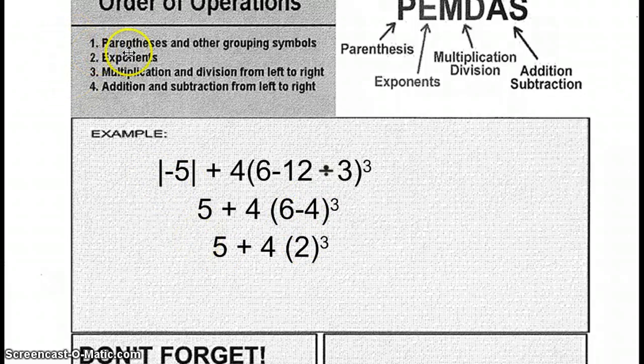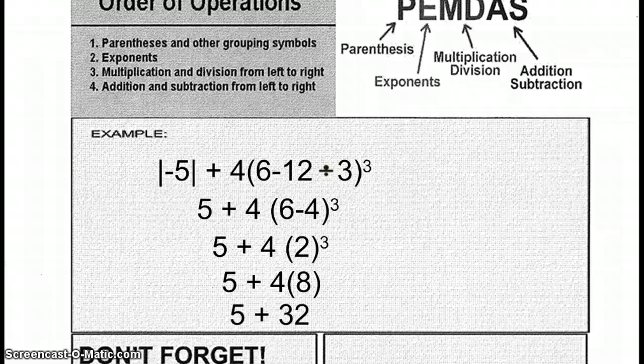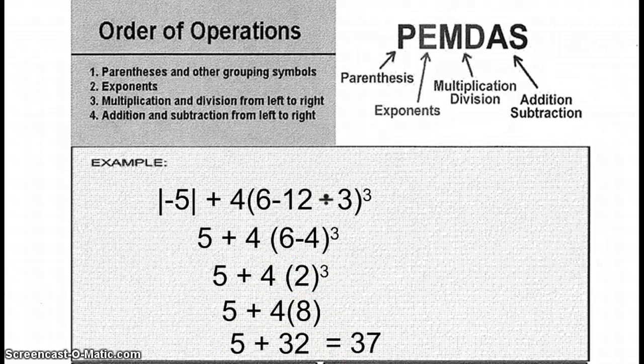Next, we need to take care of any exponents. We have 2 to the third power, so that will become 8. So now we have 5 plus 4 times 8. Multiplication and division always come before addition and subtraction. So the next step would be taking 4 times 8 to get 32. Finally, we will add 32 plus 5 to get a final answer of 37.